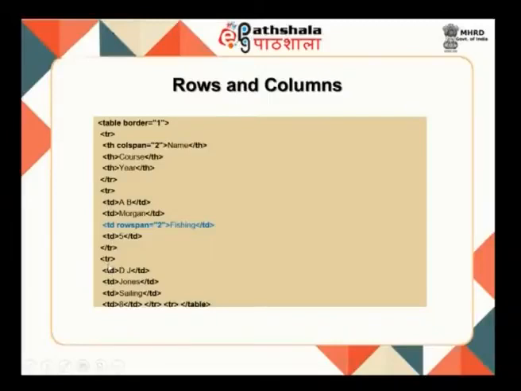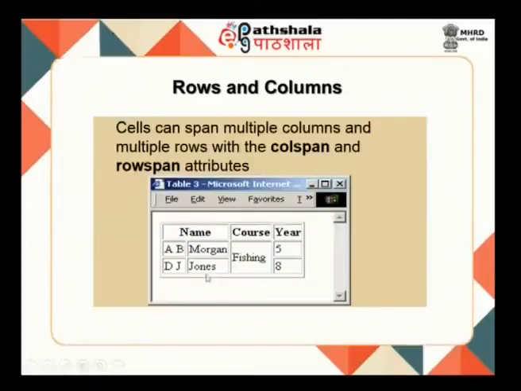So now the second row gets over. The third row starts here and it ends here. Here it has the first cell as DJ, Jones, and sailing, and then 8. Now when you see here, you can see that the name spans over 2 columns and fishing spans over 2 rows.